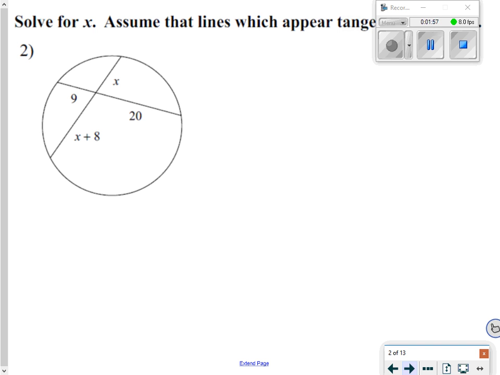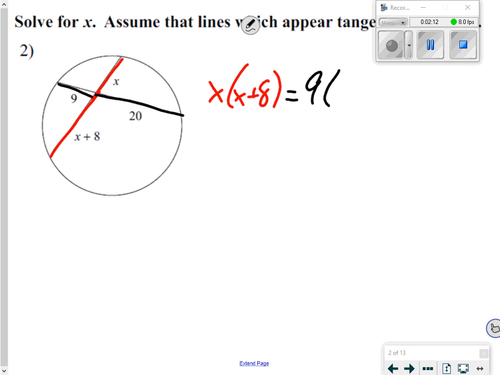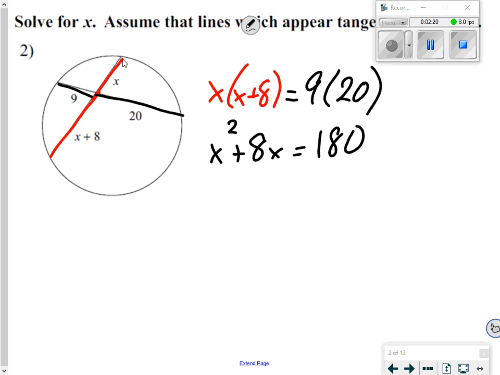So if we take a look at this next one, all right, once again, it's the same deal. The product of the parts of one chord equals the product of the parts of the other chord. All right, and then from there, we distribute. We get x squared plus 8x equals 180. Subtract 180.